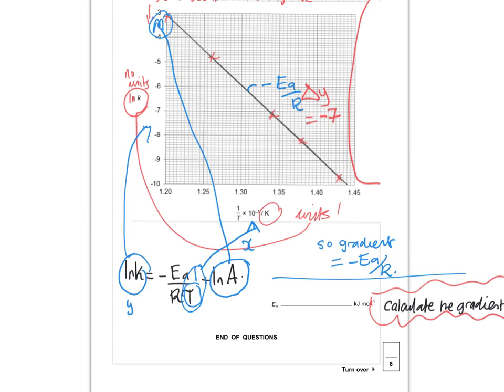Make sure when you plot your graph, you've got the equation underneath it and the correct units. In this case, I think the units were already given to you. Now to calculate the gradient, that was quite simple because it's a straight line graph. Go on to the next slide.